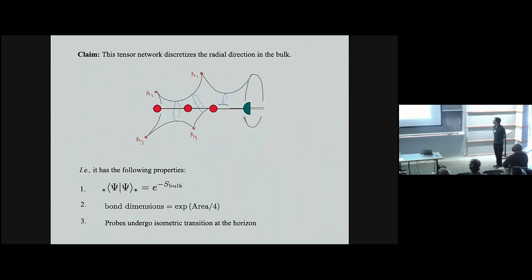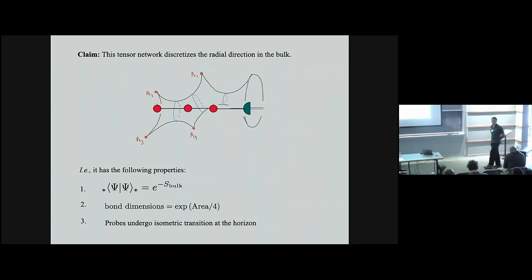So the claim is that this tensor network discretizes the radial direction in the bulk. And this is a precise quantitative statement in the following sense. Well, first of all, it is designed to have the right norm, so the norm of the states agrees with the bulk. That's by construction. Secondly, the bond dimensions in this tensor network are e to the area over 4, where these are the areas of the different pieces of the bulk. So if we superimpose this over the bulk geometry that we started with, each of these nodes is representing a region between the extremal surfaces of the bulk geometry.